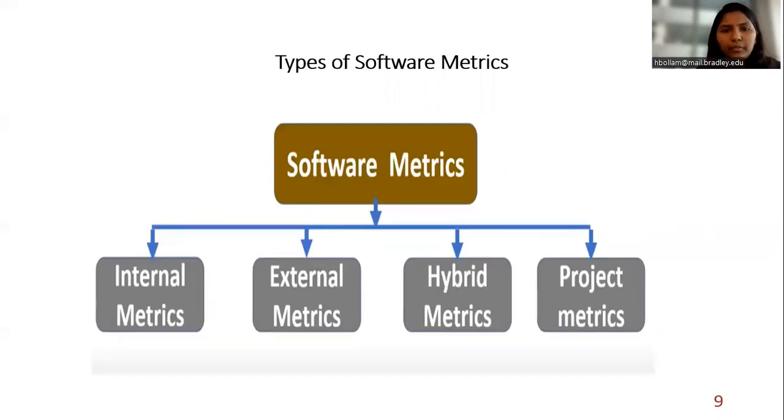Coming to the types of software metrics, there are four types. The first one is internal metrics. Internal metrics are used by software developers, for example, lines of code. External metrics give importance to the user, for example, portability, functionality, reliability, etc. Hybrid metrics combine product, process, and resource metrics, for example, cost per function point metric.